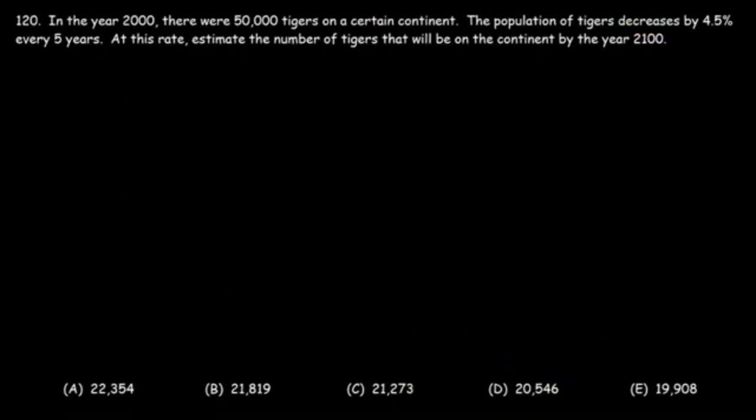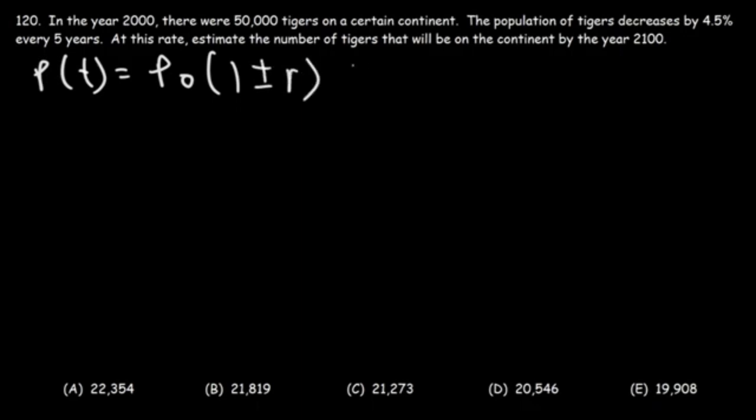Number 120. In the year 2000, there were 50,000 tigers on a certain continent. The population of tigers decreases by 4.5% every 5 years. At this rate, estimate the number of tigers that will be on the continent by the year 2100. So let's start with this formula again. So P of t is equal to P initial times 1 plus or minus R raised to the t.